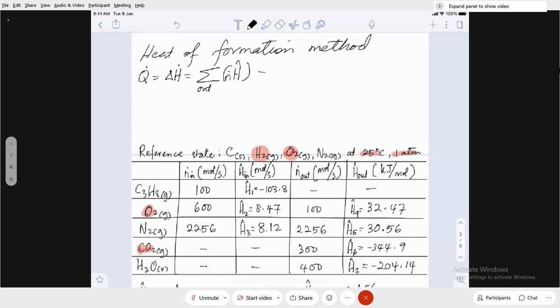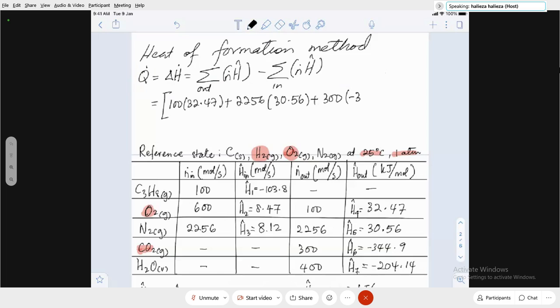You should also be calculating it now that the table is completed. You should be able to get the answer based on the equation here. So now, just look at the outlet. We have 100 moles times its corresponding enthalpy for oxygen, for nitrogen, 2,256. I'm covering the table. You can see the table, but I can't see because I've got my hand on top of it. Okay, so 300 carbon dioxide times minus 344.9, the corresponding enthalpy. And for water, you have 400.